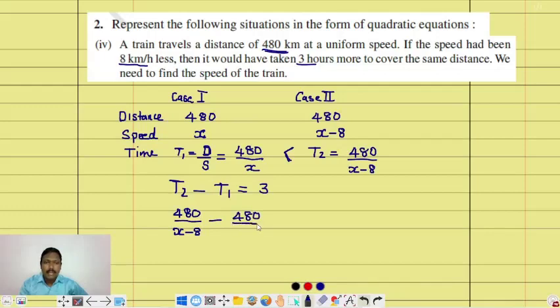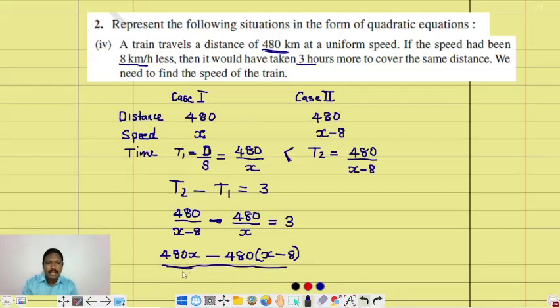480 divided by x. See, we got T2 minus T1, that is 480 divided by x minus 8 minus 480 divided by x is equal to 3. Now we can cross multiply this. So you will get 480 into x, that is 480x, minus, you have to cross multiply this one, 480 into x minus 8.